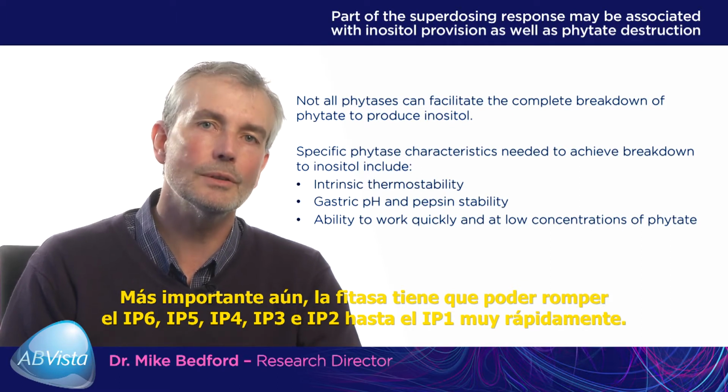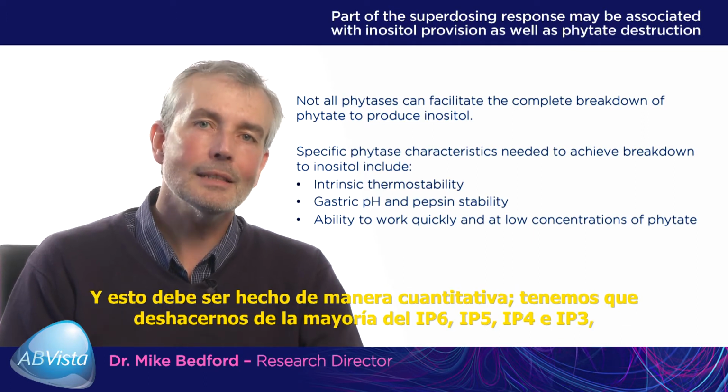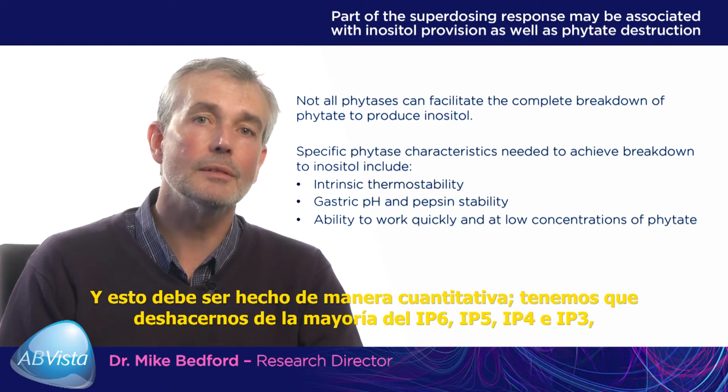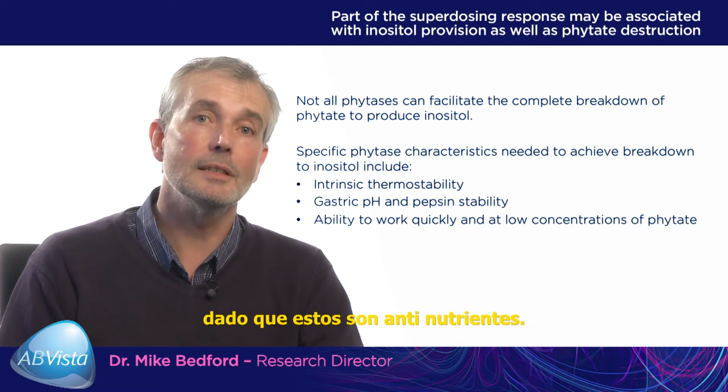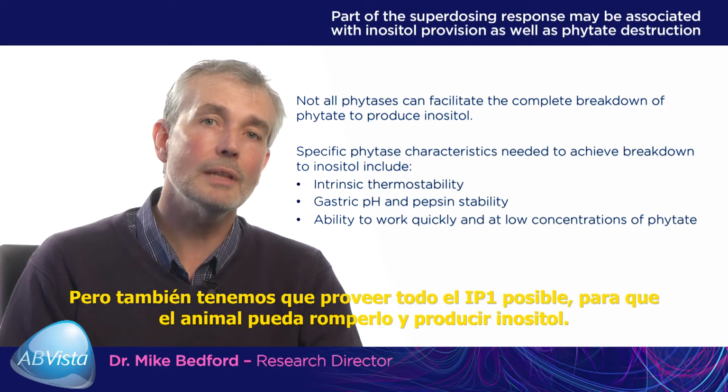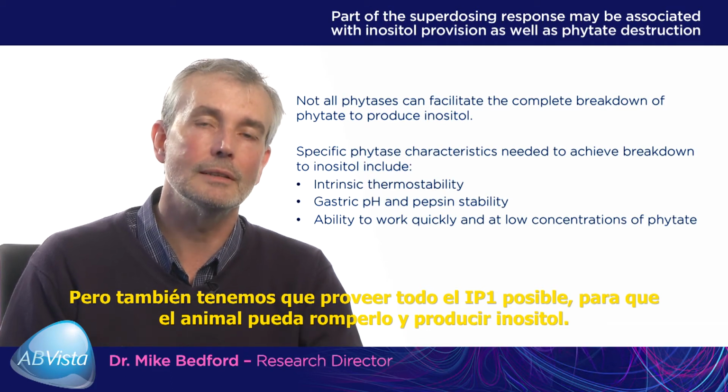Most importantly, however, the phytase has to be able to break down IP6, IP5, IP4, IP3 and IP2 all the way down to IP1 very rapidly indeed. And this has to be done in a quantitative manner. We have to get rid of most of the IP6, 5, 4, 3, since these are anti-nutrients, but we also have to provide as much IP1 as possible so that the animal can break that down and produce the inositol, which is the subject of this series.